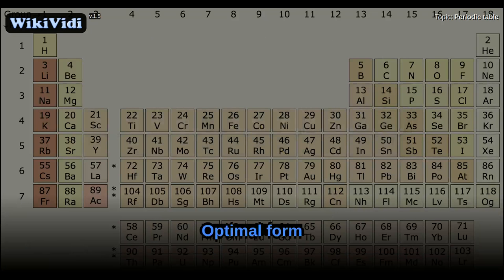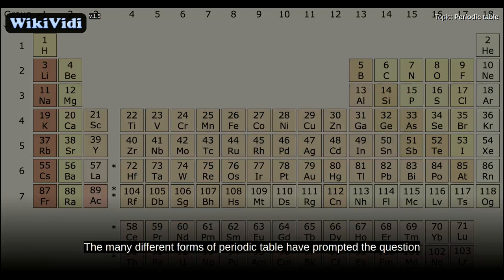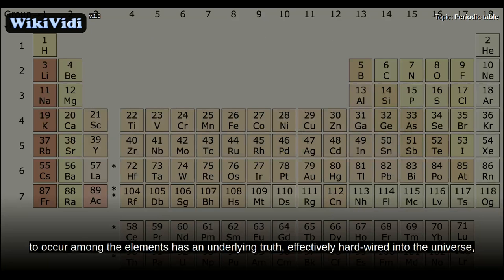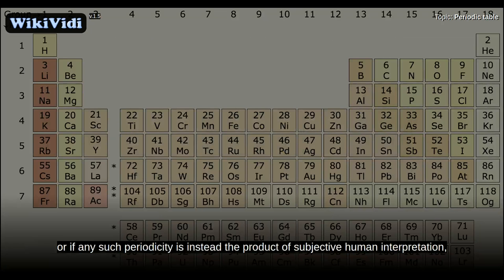Optimal form. The many different forms of periodic table have prompted the question of whether there is an optimal or definitive form of periodic table. The answer to this question is thought to depend on whether the chemical periodicity seen to occur among the elements has an underlying truth, effectively hardwired into the universe, or if any such periodicity is instead the product of subjective human interpretation, contingent upon the circumstances, beliefs and predilections of human observers.